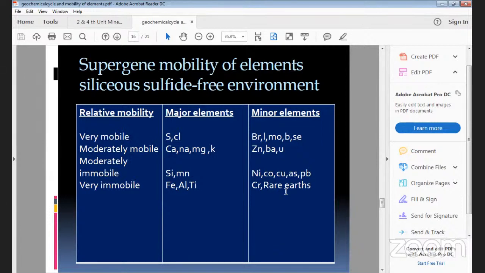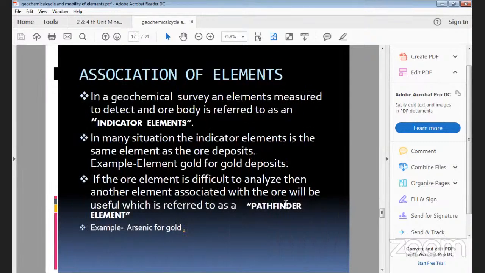Moderately mobile elements are major elements like potassium, calcium, magnesium, sodium, and minor elements like zinc, barium, and uranium. Moderately immobile are silicon, manganese, and very minor elements like nickel, cobalt, copper, arsenic, lead. Very immobile are iron, alumina, titanium, and minor elements like chromium and rare earth elements. And some association of elements also.